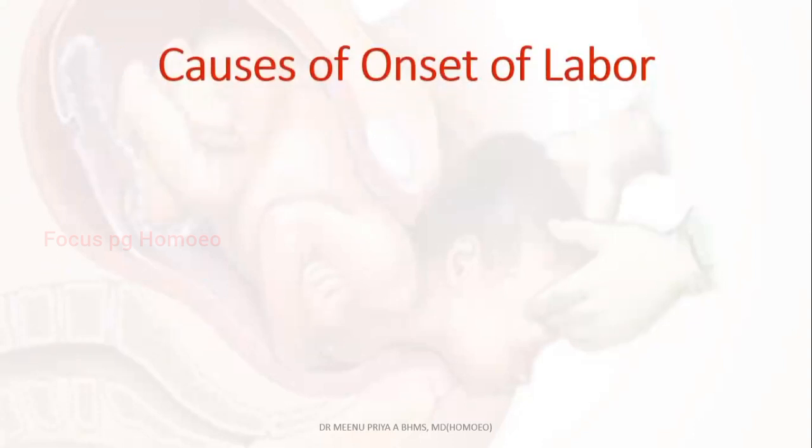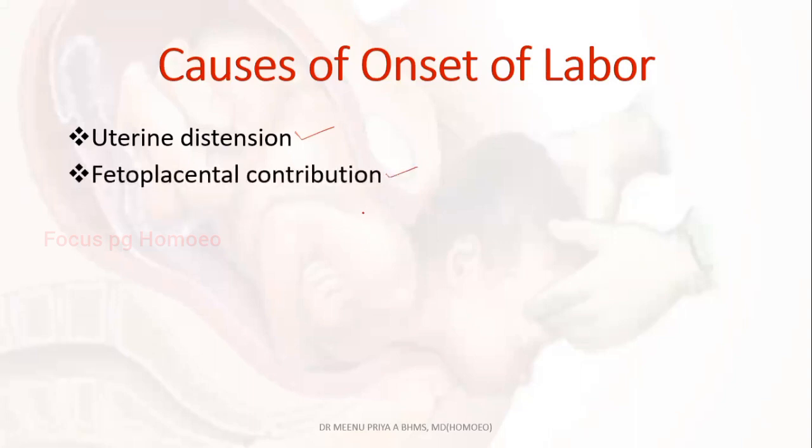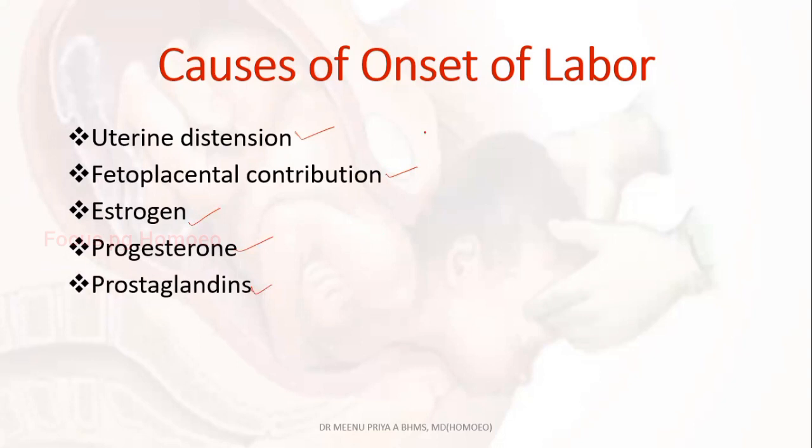Next, what are the causes for onset of labor? What is the reason for the onset of labor? These are the main reasons. One is uterine distension. After the term period, the uterus starts distending, providing the force to expel the fetus. Next, fetoplacental contribution. Hormones come into the picture: estrogen, progesterone, and prostaglandin. So these are the 5 main probable causes of onset of labor.